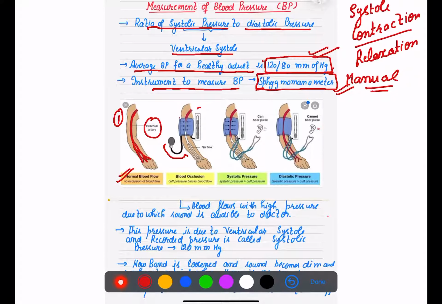Now you put a tight band here on the shoulder. There is a tight band that has been put. A tight band is put on. Because of that, this blood now flows with high pressure. This blood is flowing with high pressure. It is under high pressure, due to which the sound is audible to the doctor.